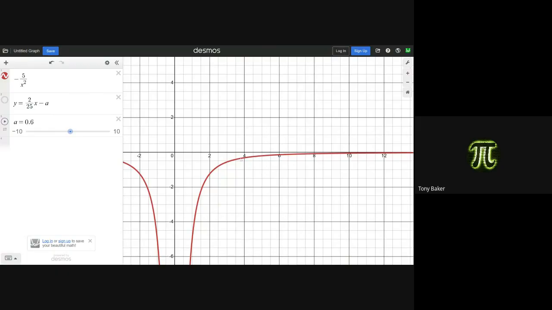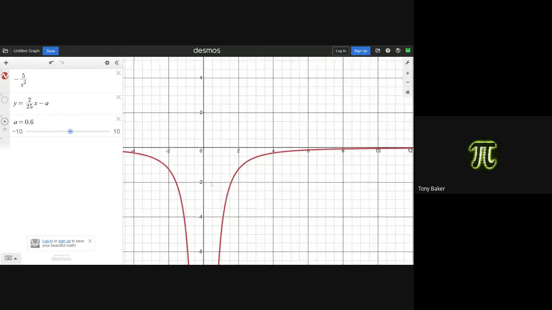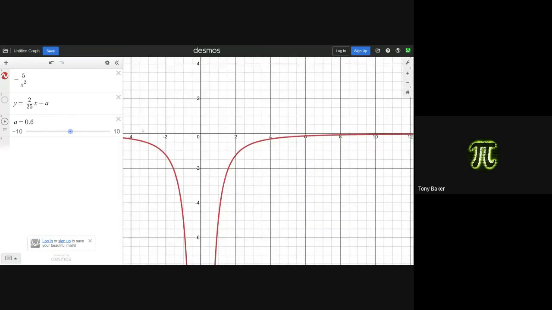So here is my original equation. That's the negative 5 over x squared, correct? So it's this crazy looking equation. We just found my slope was 2 over 25. Here is my tangent line at 5. It only touches that equation at 5. So it is telling me my slope at that point is 2 over 25.